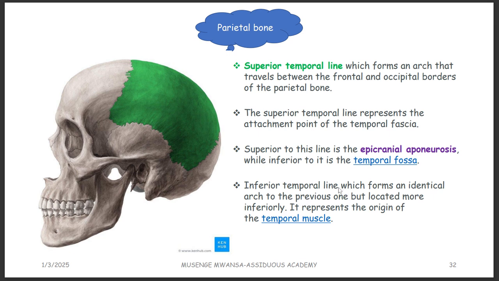The inferior temporal line is going to also form an arch just like the superior temporal line, and is going to be the origin of the temporal muscle, the temporalis, which is a muscle of mastication.